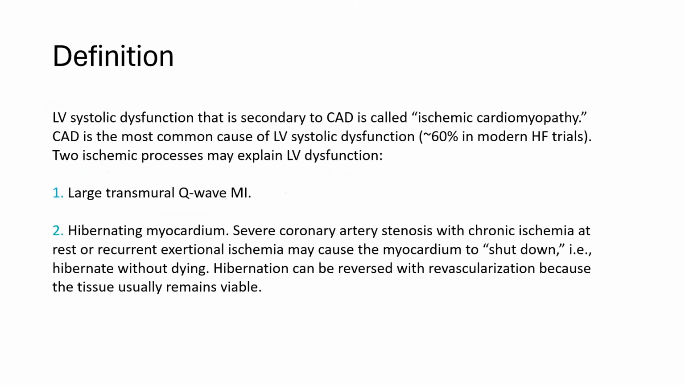Now, how do you define specifically ischemic cardiomyopathy? It's LV systolic dysfunction that is secondary to CAD. And how do you attribute cardiomyopathy to CAD? There are two overlapping processes that can cause ischemic cardiomyopathy. One, large transmural Q wave necrotic MI, and two, a hibernating, mostly non-necrotic myocardium. And you may again have overlap and a mixture of both those processes, number one and number two.